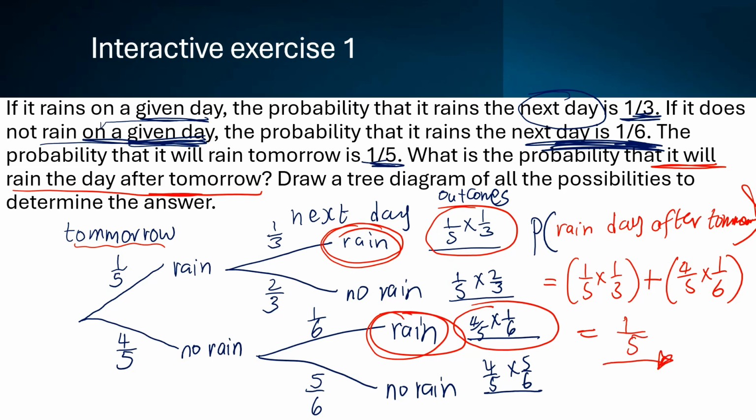Okay, so this is the probability that it will rain the day after tomorrow. Okay, it's a bit of a challenging question, really. I do understand, but however, 1/5 should be the answer there. Okay, let's move.